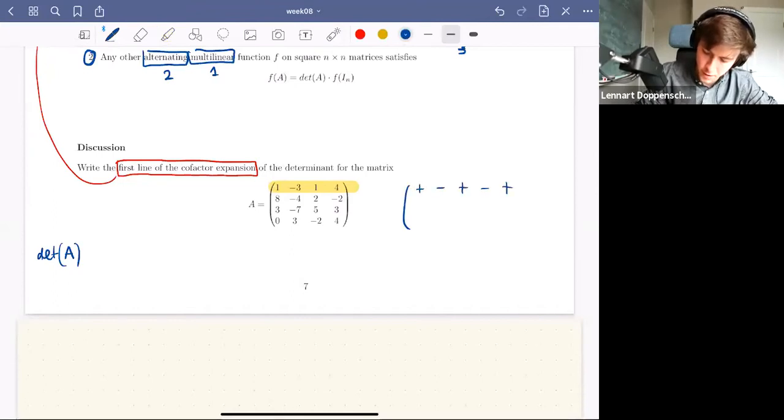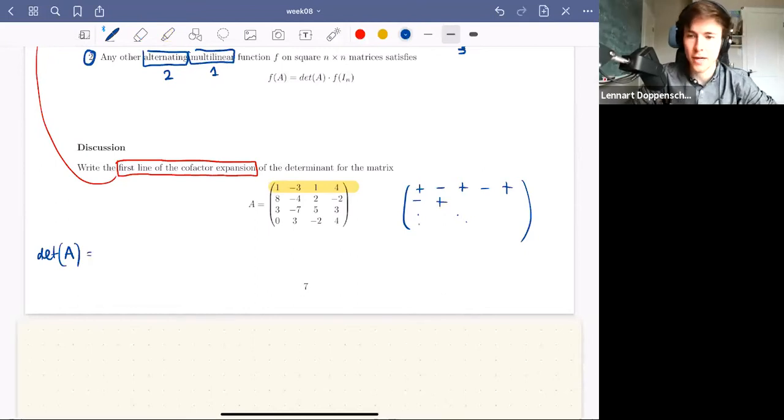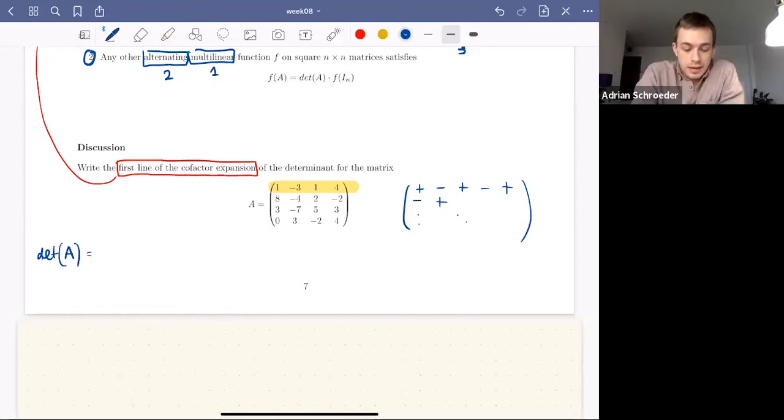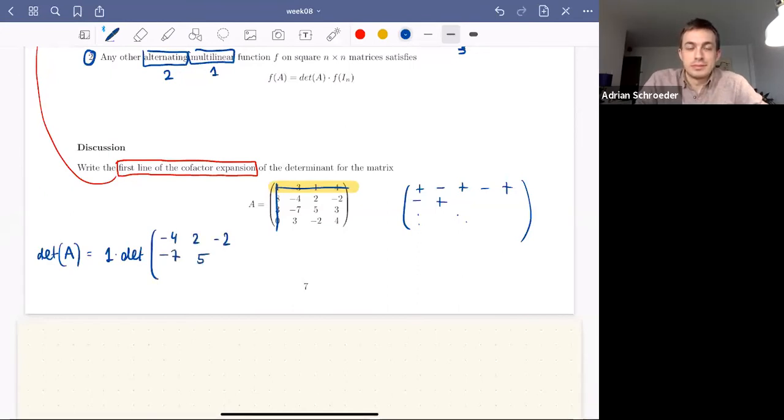So you could either do it this way. You only need the first row. And we could also, yeah, just go ahead. What do you want to say? Yeah, and then you just multiply it by the determinant of basically the lower right hand matrix, which is 3 by 3. And then basically just continue.